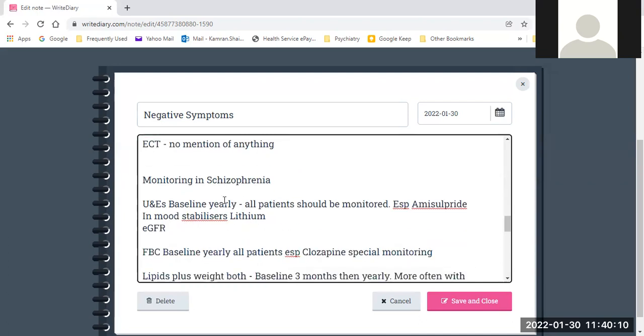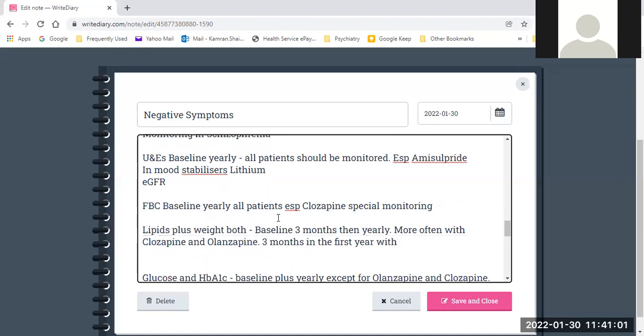Now we come to the topic of monitoring in schizophrenia. U&E, which is urea, creatinine, and electrolytes, and eGFR, have to be monitored. Everything should be monitored at baseline, that's one rule. So this is baseline, and then yearly monitoring in schizophrenia for urea, creatinine, and electrolytes, including eGFR. Baseline and then yearly, especially if the drug is renally excreted, then do it more often and keep a close eye, especially with amisulpride, and with mood stabilizers in the case of lithium.